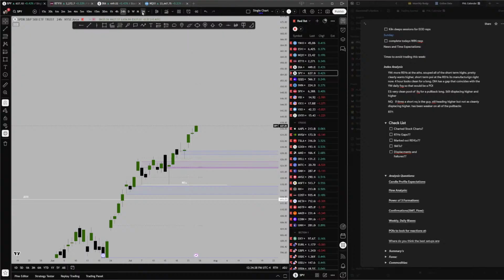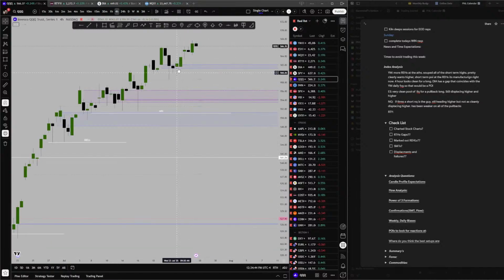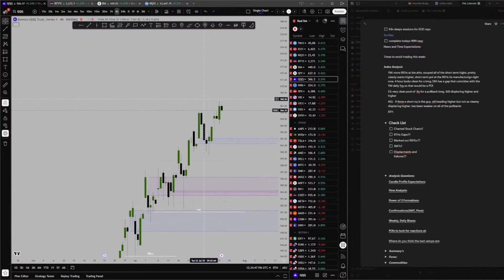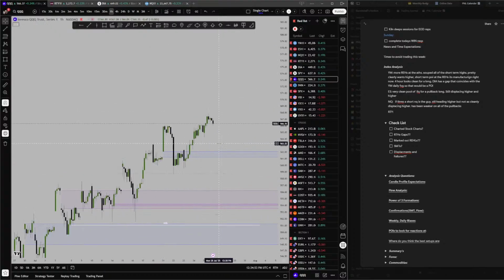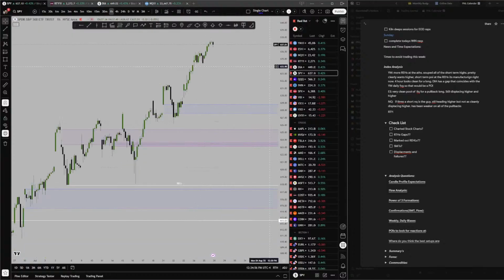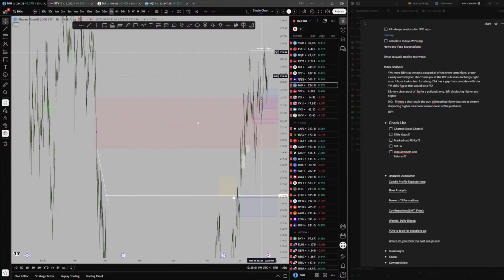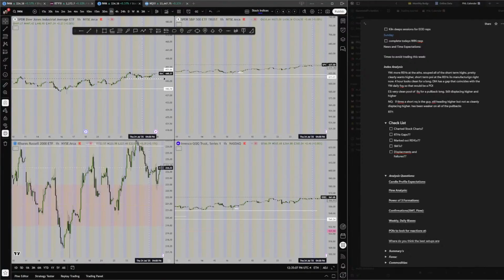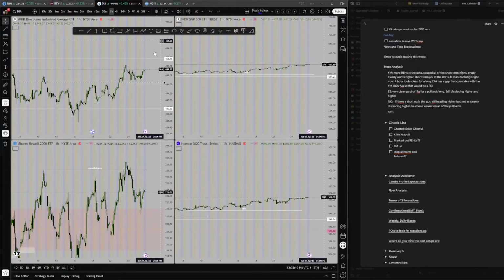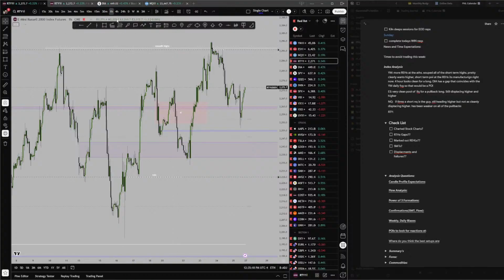SPY, big displacement higher, really nice area there. QQQ could resoup this, and that would line up with the same thing on SPY. IWM had some SMT that we could compare. Oh no, that was the same. Okay, perfect. All right, back to the Russell higher time frame.